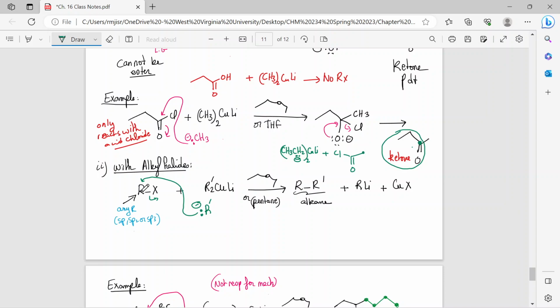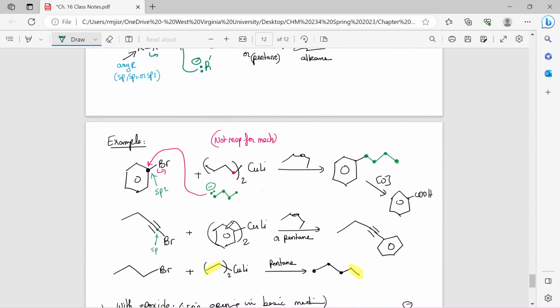So the R in there is not limited to an sp3 hybrid carbon like in the SN2 substitution. No, the R over here can be an sp, an sp2, or an sp3, any type of carbon in there. As long as you have a halogen, you will have a reaction. Let's have an example over here.